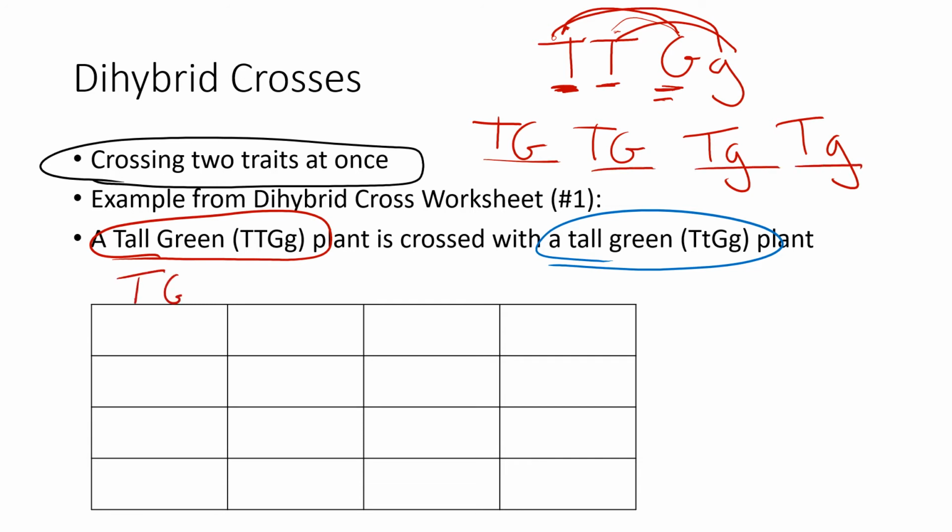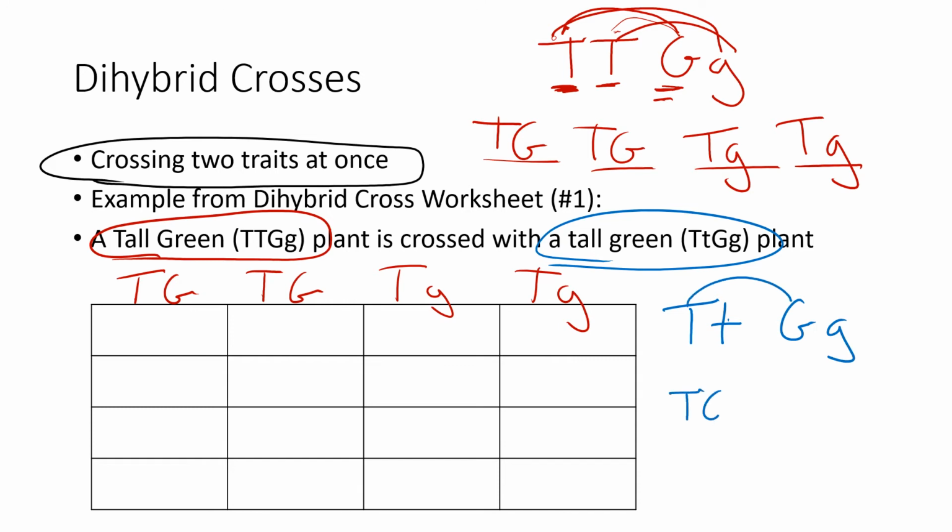So we're going to write those up here along the top. Right, so that's for mom. For dad, we're going to do the same thing. He could have a dominant allele or a recessive allele for tall, and a dominant allele or recessive allele for green. So Dad could give capital T, capital G; little t, capital G; capital T and little g, the dominant trait and the recessive trait; or the recessive trait and the recessive trait. So these are his four gametes he could give.